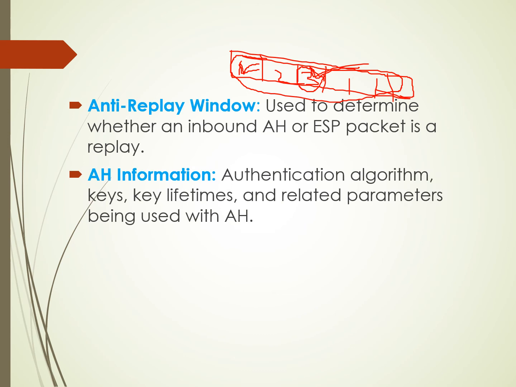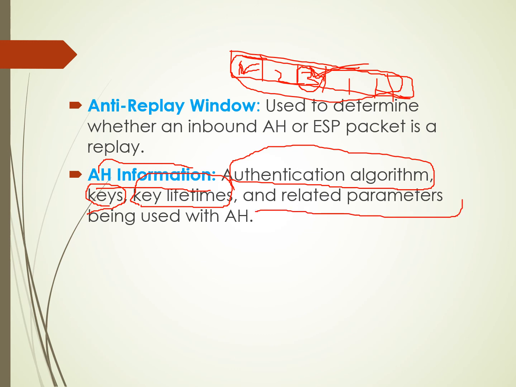So next, AH information. It's the authentication header protocol information: authentication algorithm details, what keys are used for authentication, and key lifetimes. What is the lifetime of the keys that are used, and the related parameters of the authentication header protocol that are being used with the authentication header. It's very simple: the AH information is going to provide the details about the authentication header protocol.